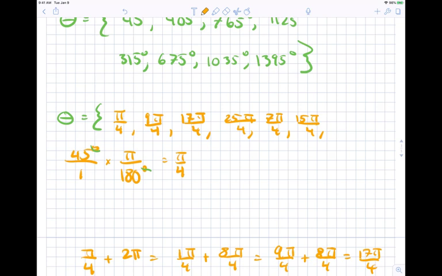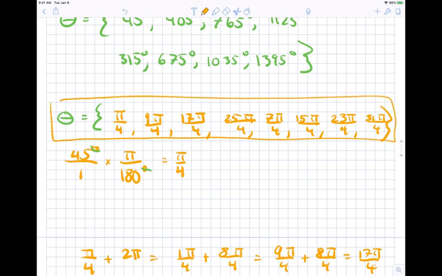23 pi over 4. Give me one more. 31, right? 31 pi over 4. See how quick and easy that was? Well, I don't know how easy it was, but it definitely was quick once we got the rhythm. Now, let's do a quick check to make sure that these actually work out, all right?